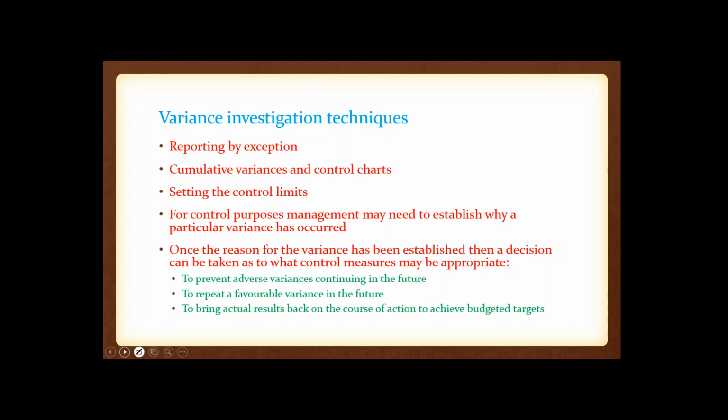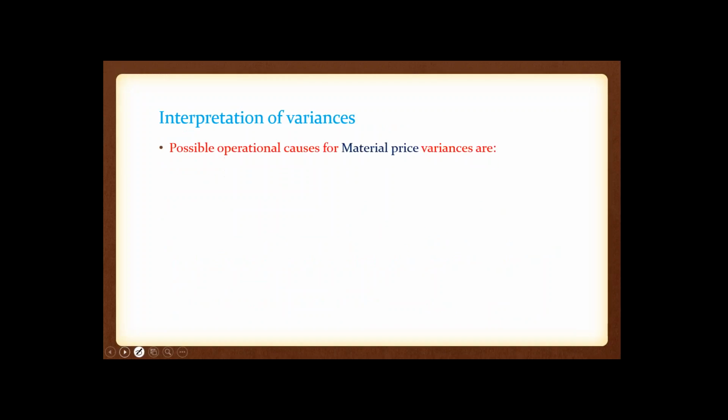If you are falling behind the budget, you might want to see what action should I take. Should I do some more advertising? Should I change the sales reps? Should I change the procurement from a particular supplier? To bring it right into the budget, that is the kind of action that you want to take. So variances can be interpreted.